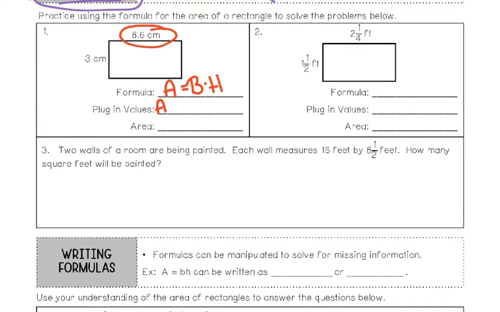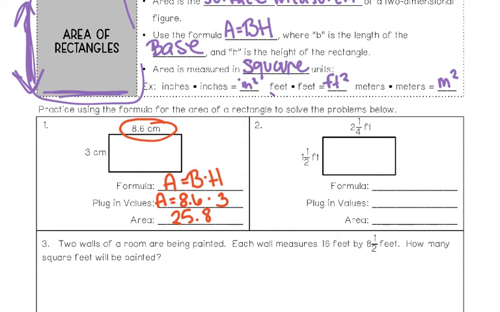Area equals, we know what our base is, 8.6 times, what's the height? 3. So you're going to take 8.6 times 3, and I'm going to have to pause and find my calculator. Okay, I found it, so then you can solve that. The answer is 25.8. Remember what I said earlier about the units. They're both in centimeters, so centimeters, and then you're going to do squared. So centimeters squared. There you go. You solved the first one.